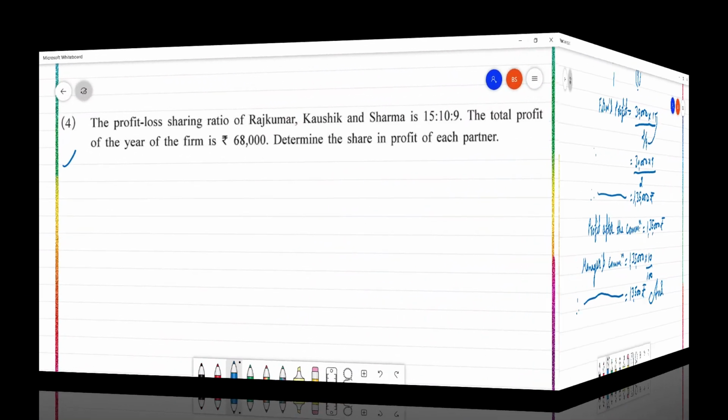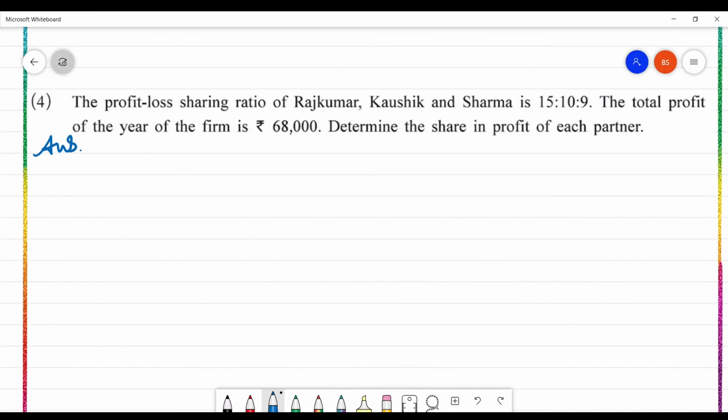Students, let's do the next sum. The profit loss sharing ratio of Rajkumar, Kaushik and Sharma is 15:10:9. The total profit of the year of the firm is 68,000. Determine the share in profit of each partner.